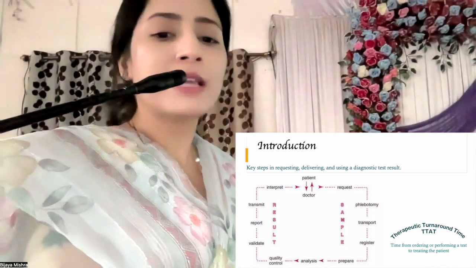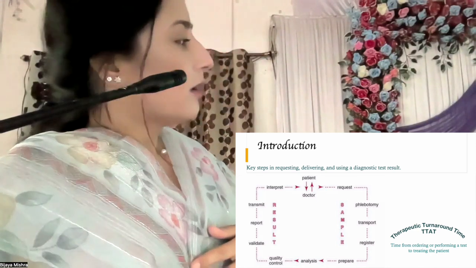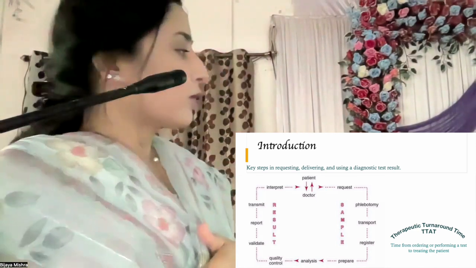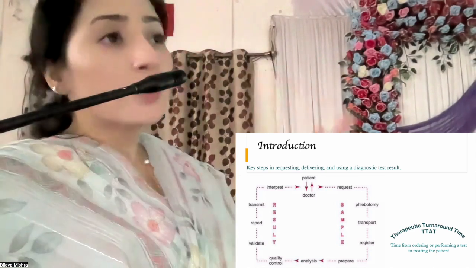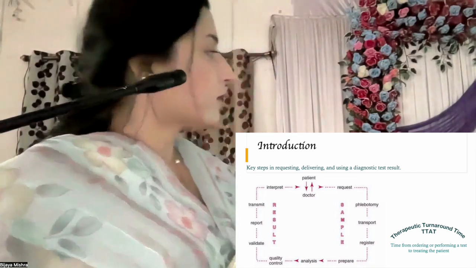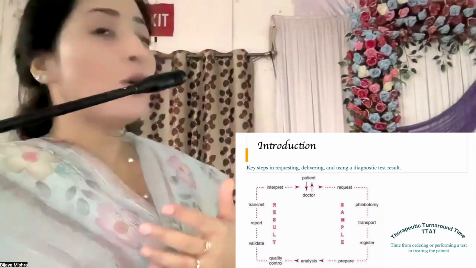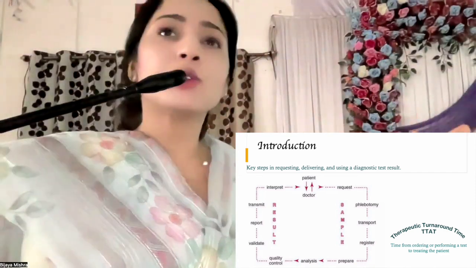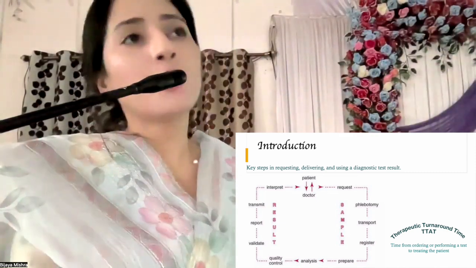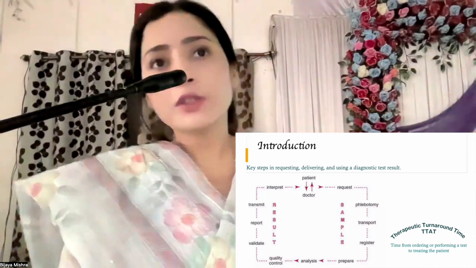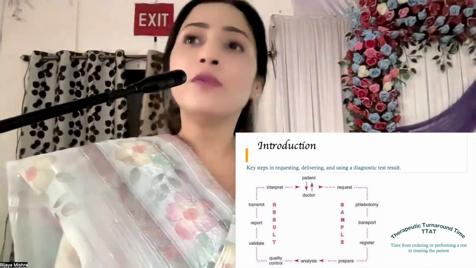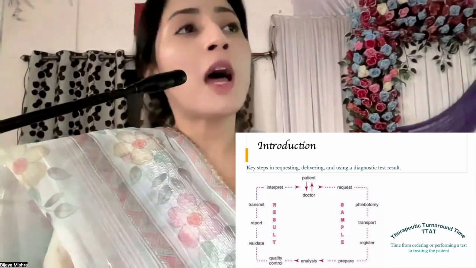Once we transport this sample, the sample is registered, we prepare the sample, and there are multiple steps associated with the analysis. We have to run the quality control. We have to validate whether our test results are accurate or not. And then we report it. That report is transmitted to the patient, and then the patient takes that report back to the doctor. So this overall process, from the time the physician requests the sample till the patient goes back with the report to the physician, is known as turnaround time.